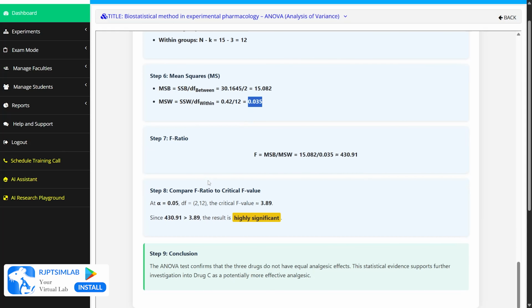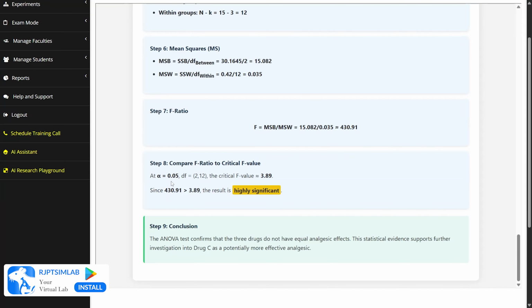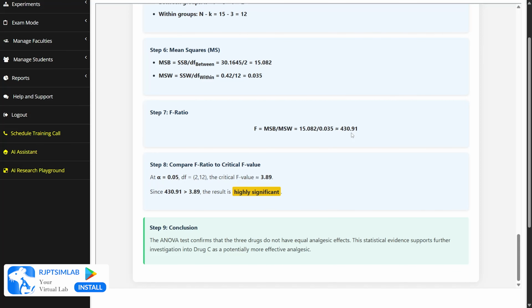Now let's move on to our last calculation part, the eighth step, where we compare the F ratio to the critical F value. At alpha equal to 0.05 and degrees of freedom 2 and 12, the critical F value is 3.89. Since our calculated F ratio of 430.91 is very much greater than 3.89, the result is highly significant, which means the difference between all three groups is very highly significant, showing the difference in the variance and the difference in the values between each group.